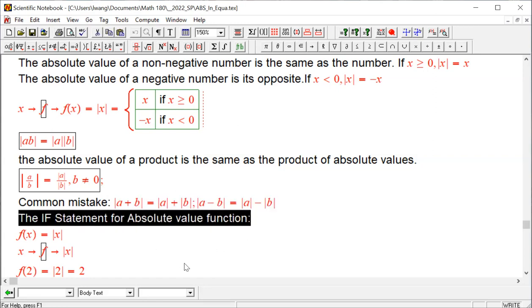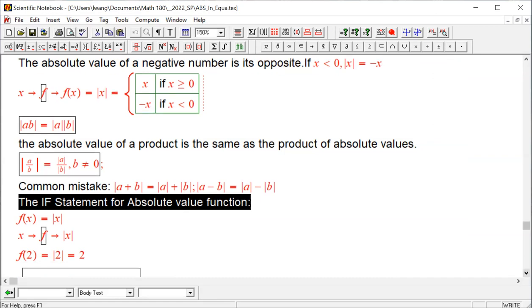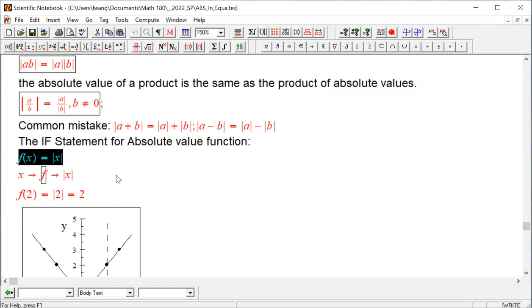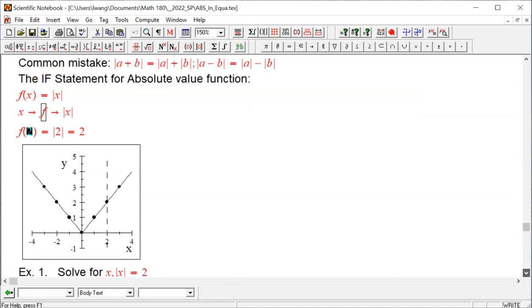This lesson is about solving absolute value equations. What does that mean? If we know the input, for example for this function, if the input is 2, then f of 2, the absolute value of 2, is 2. So it's a vertical cut: we draw a vertical line at x equals 2, cross the curve, and that's where we find the output. So input, output.